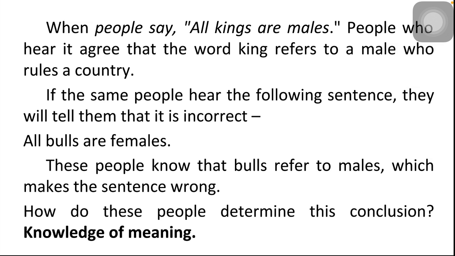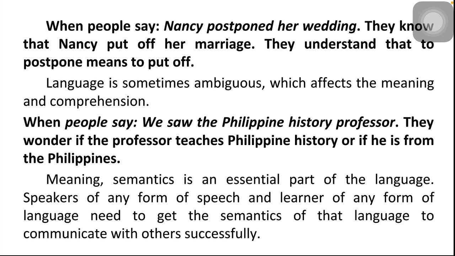How do these people determine this conclusion? Knowledge of meaning, or what we call semantics. Okay? So, when people say Nancy postponed her wedding, they know that Nancy put off her marriage. They understand that to postpone means to put off. Language is sometimes ambiguous, which affects the meaning of comprehension.